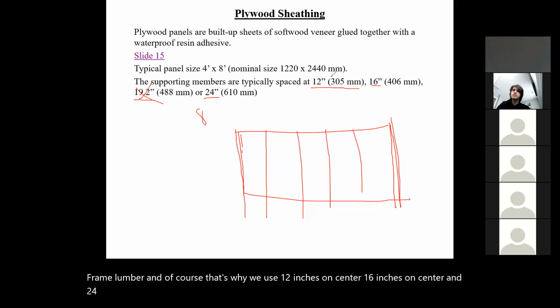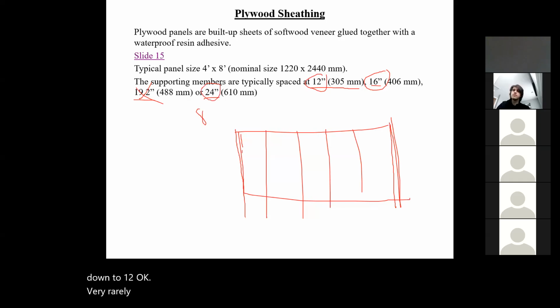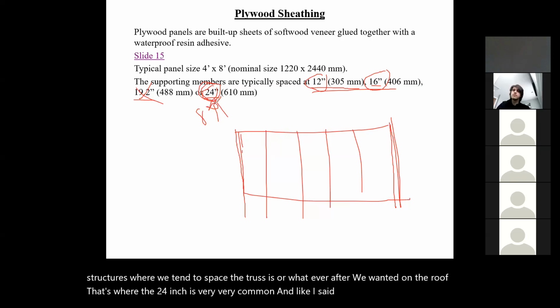Now, on floors, the typical spacing is 16. But if for whatever reason you have heavy loads, you can also come down to 12, okay? Very rarely will we space the floor joists at 24 inches. 24 inches normally applies to roof structures, where we tend to space the trusses or rafters. That's where 24 inches is very, very common. And like I said, very rarely do we put 24 inches for floors.